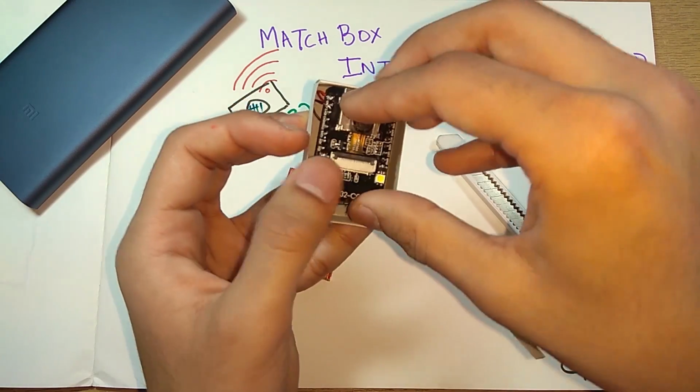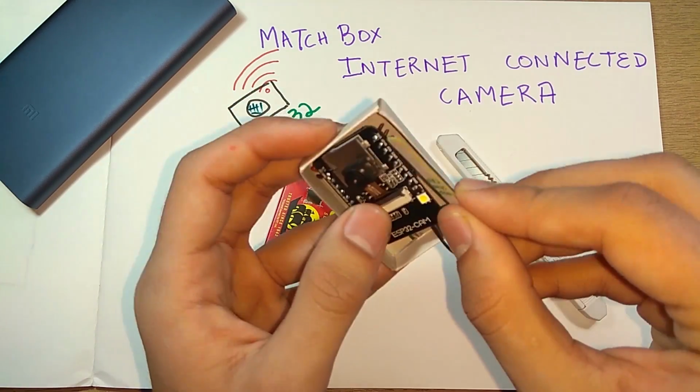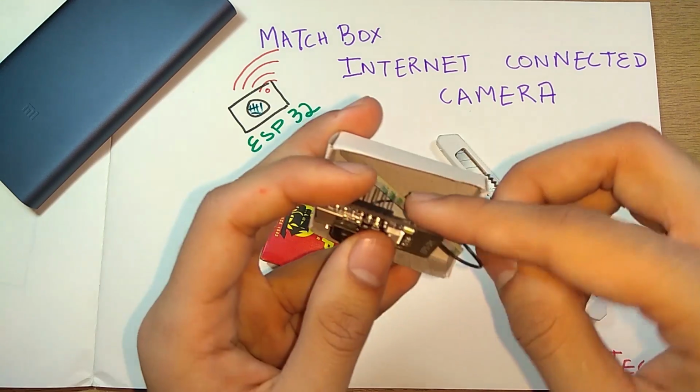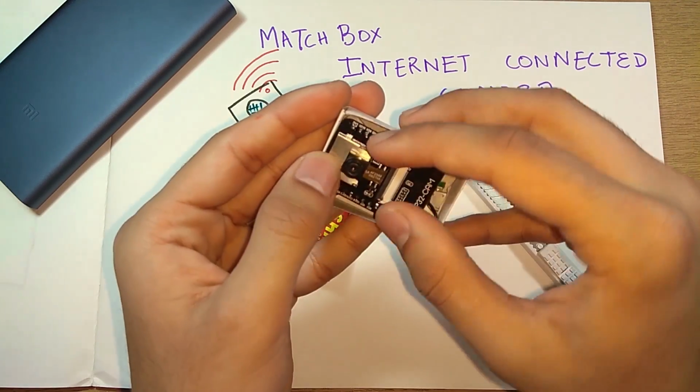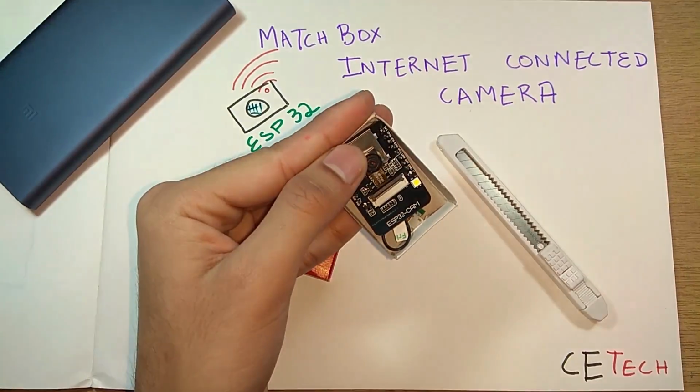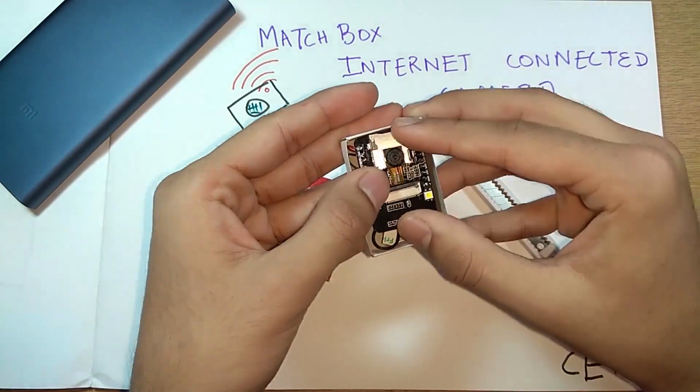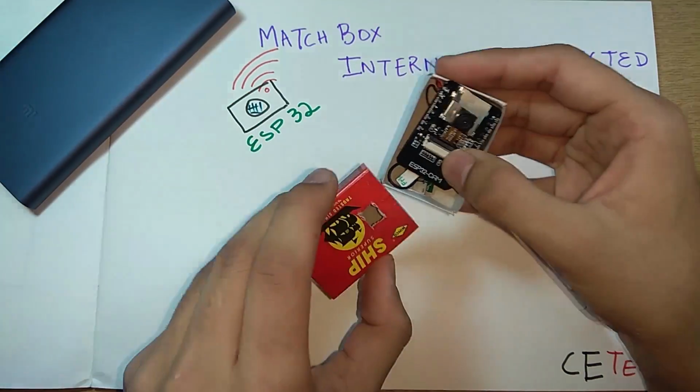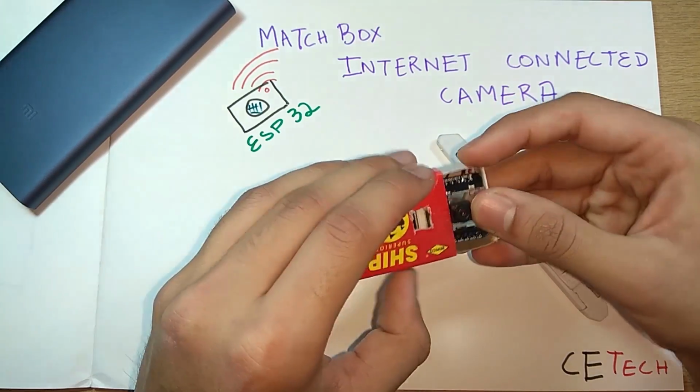The module will go somewhere here with the antenna crammed inside. Let's do that as well. So everything fits inside the matchbox, and we'll use some hot glue and some double-sided tape to fit this all in. But before that, we have to program this module.